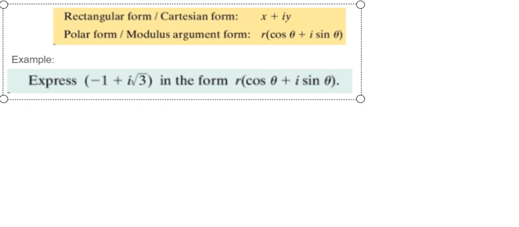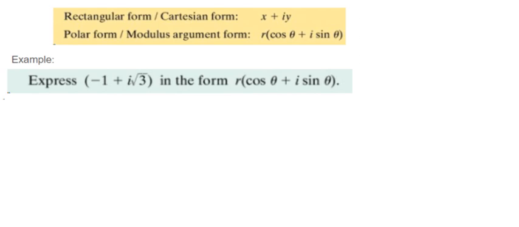Hiya folks, this is a video about polar forms, so it's how to put a complex number into polar form. So the example is to express -1 plus i root 3 in this form. So this is what's called polar form.